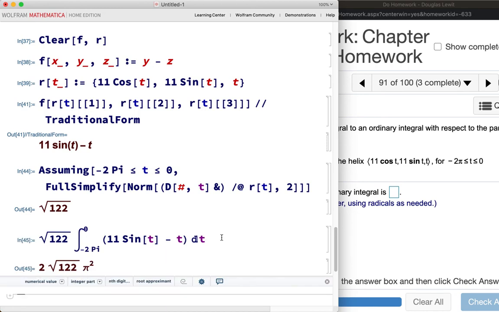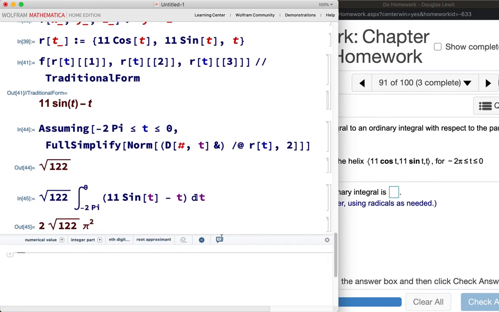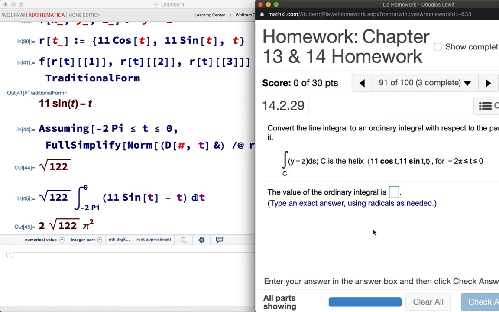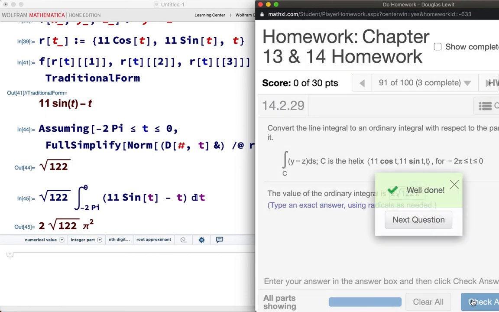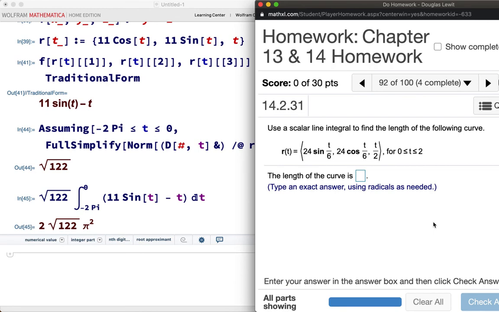Shift enter. So the answer is simply 2 times the square root of 122 times pi squared. The value of the ordinary integral is 2 times the square root of 122 times pi to the power of 2. Not so bad, right? Okay, let's look at 92.